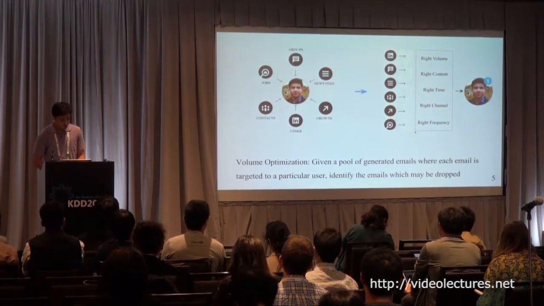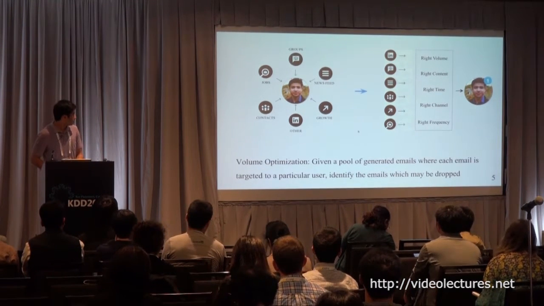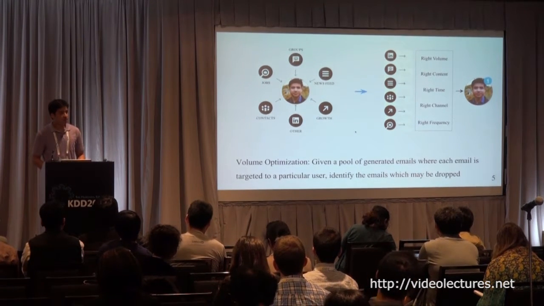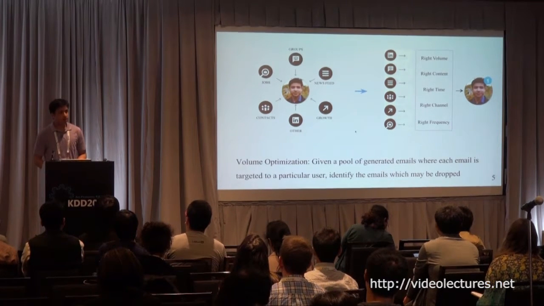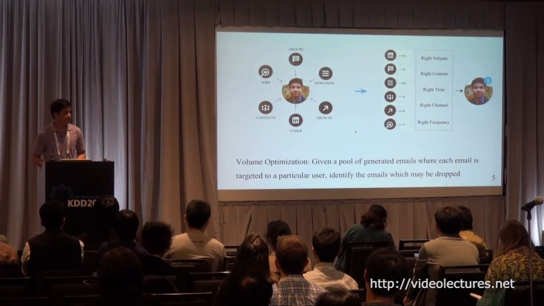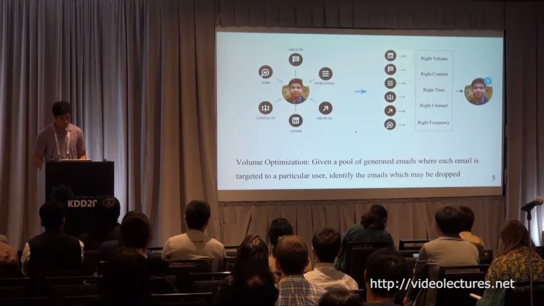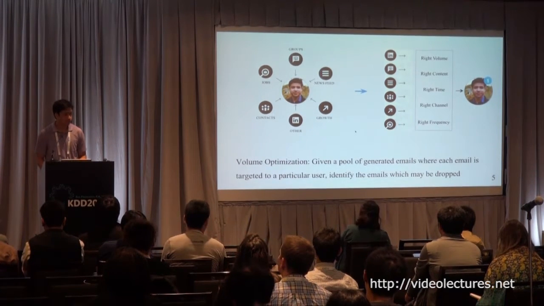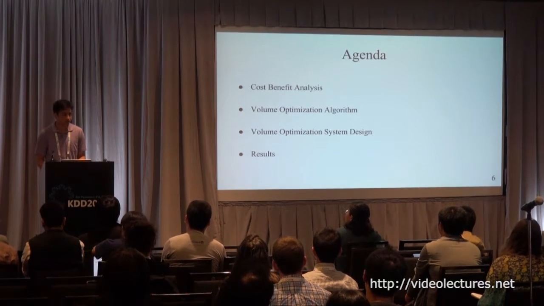In simple words, the problem of volume optimization can be described as follows. Given a pool of generated messages or emails where each email is targeted to a particular user, we want to identify the emails which can be dropped and the emails which must be sent out. To be able to achieve this objective, we first need to understand the role of emails in the ecosystem of a networking service. So let's start with the cost-benefit analysis of sending emails.